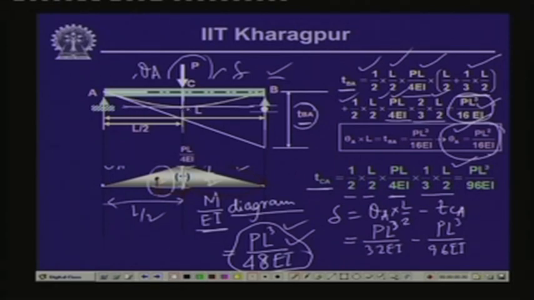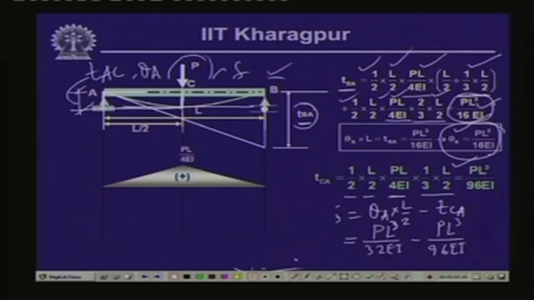Now, if we take the tangent at the central point and draw it up to this, considering these two points, we can say that the tangential deviation of point A with respect to the tangent drawn at point C equals this distance, which we can call TAC. That means the tangential deviation of point A with reference to the tangent drawn at point C. This distance is nothing but equal to the deflection. Hence, we can compute the value of the maximum deflection from this part of the M by EI diagram as well.